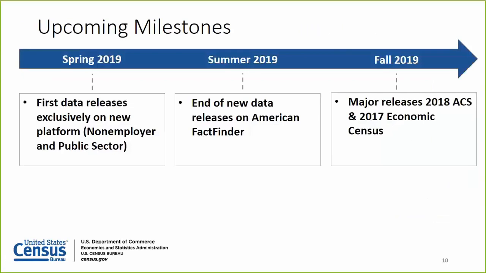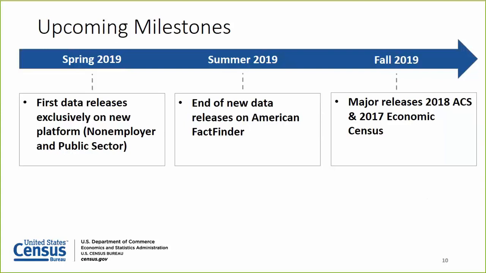In addition to the current snapshot, this is where we're looking at going over the next couple of seasons here. So right now, at the end of spring and moving into early summer, we're going to have the first data releases exclusively on the new platform, data.census.gov. These are smaller releases, but from the economic surveys and programs, non-employer statistics, and public sector data from the Census of Governments and annual programs. With those releases, we're also moving into summer, having the end of new data releases on American FactFinder. What this means is after June, there will be no more new data loaded into American FactFinder. We are working to keep AFF around a little bit longer, but only as an archive to access the data that's there prior to June.